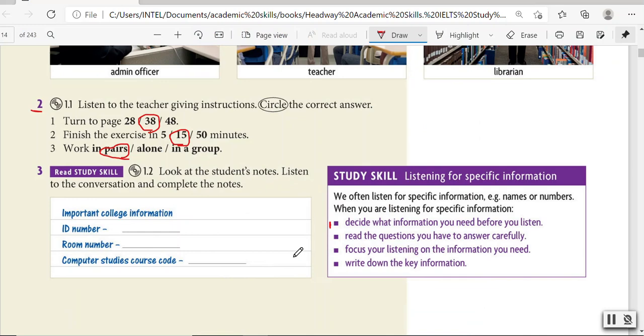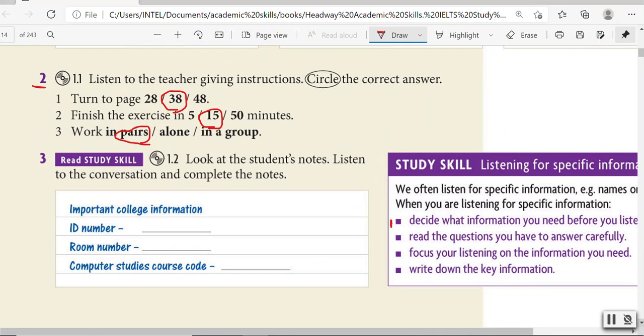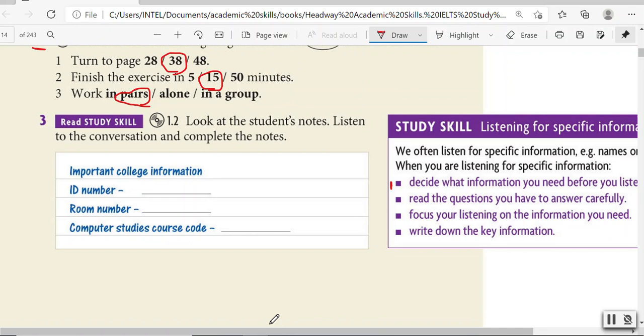1.2. Hello, how can I help you? I'm a new student here. I'd like some information, please. What do you need to know? Well, my name's Leila Suhail, and I need to know my student identification number. Leila Suhail. Suhail. Yes, here it is. SC8831219. Can you repeat that, please? Certainly. SC8831219. Anything else? Yes. Can you tell me the room I should go to?